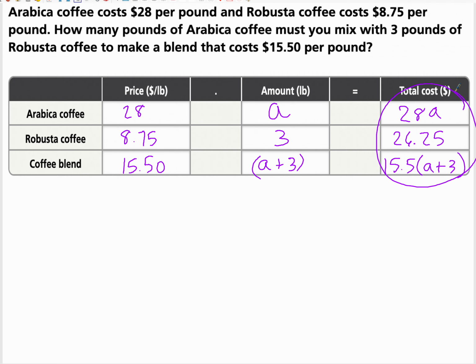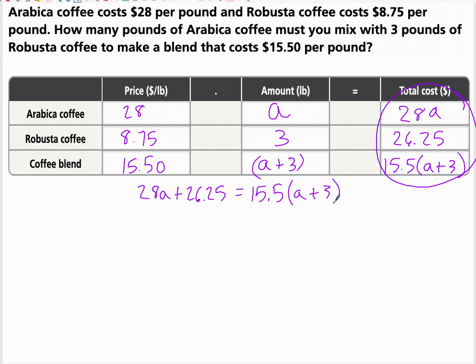So to find that number, we just need to take the total of that column. So 28A plus 26.25, that's $28 per pound of Arabica coffee plus $26.25, which is what 3 pounds of the Robusta coffee would cost. And it's going to equal $15.50 for the blend times that total pounds of coffee.